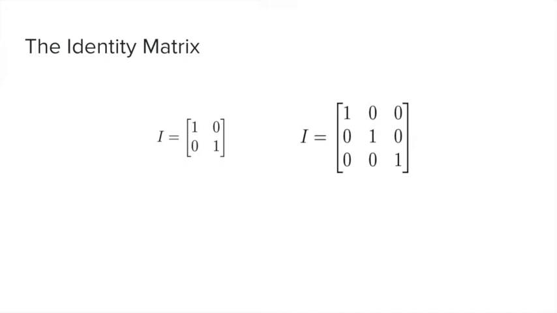Thinking outside of matrices for a second, in regular arithmetic, it's like multiplying by 1. Multiplying by the identity matrix always gives you the original. Say you have matrix A, and let's say it's a 2 by 2 matrix. A times I will give you A, and I times A will give you A. Usually, matrix multiplication is not commutative, but when we're talking about multiplying by the identity matrix, it is.